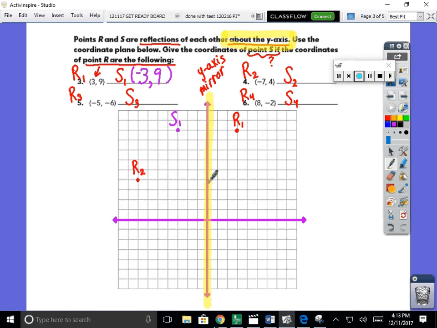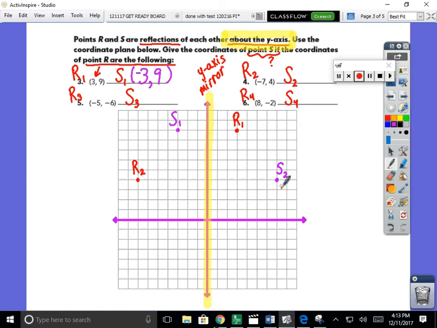Absolutely. So we start here at the y-axis, or at our mirror, and we move the same distance, but going in the opposite direction. 1, 2, 3, 4, 5, 6, 7. Here's our new point. And again, this is the reflection of r. We're calling it s. And because it was our second set of numbers, this was r sub 2. This will be our second s, or s sub 2.